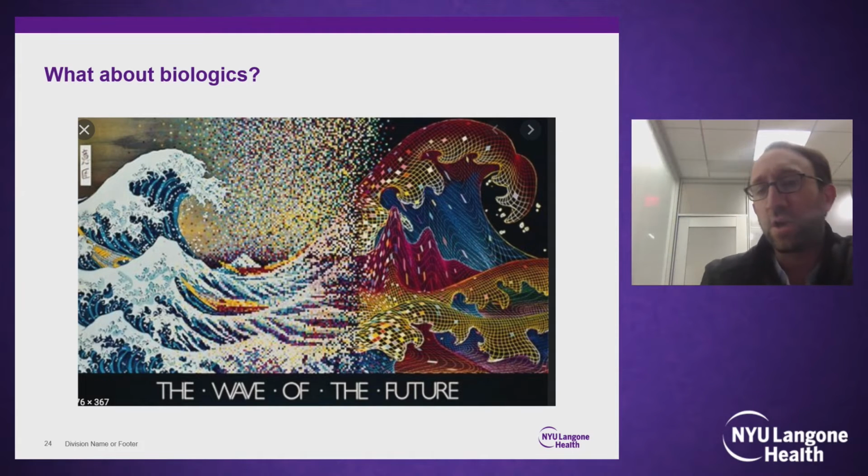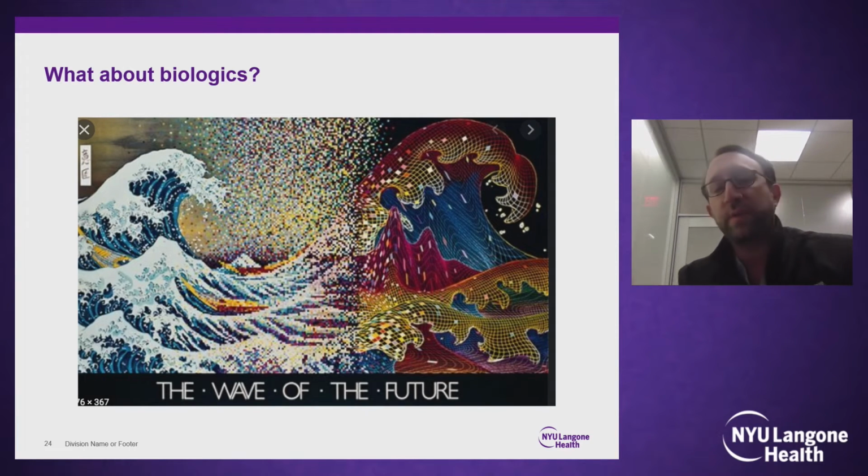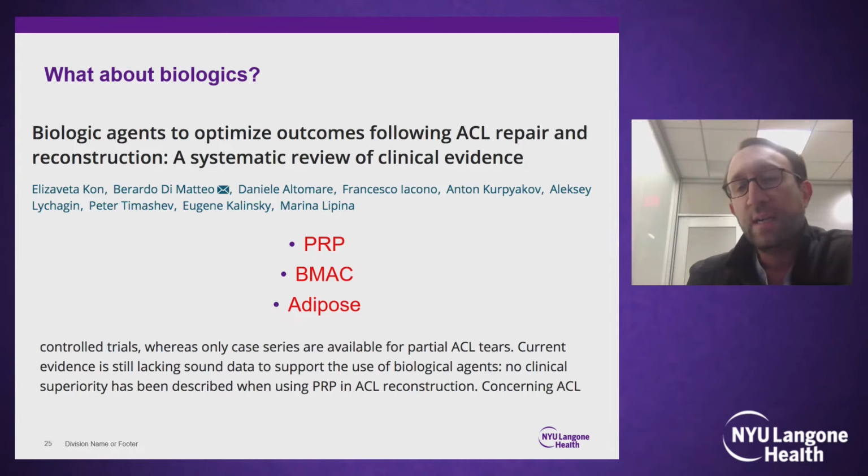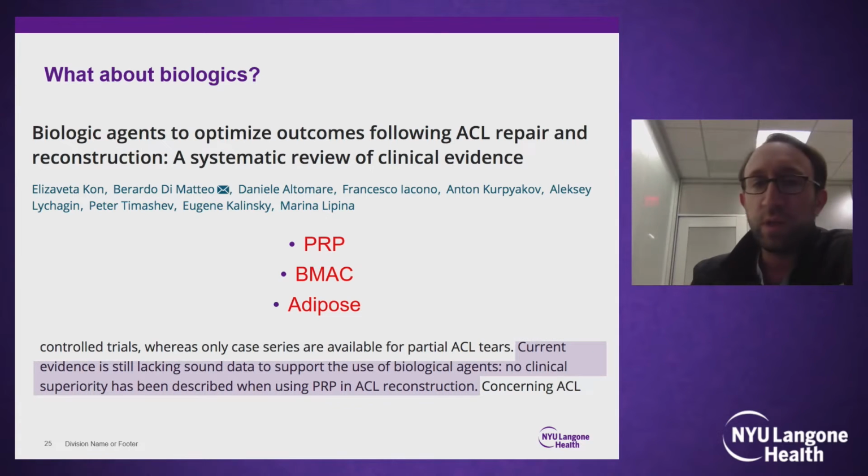And the last thing I'll talk about is biologics, which certainly we think is the wave of the future. But unfortunately, just like everything in this world, we simply don't have the answer. There was a recent study done by Elisabetta Cohn out of Italy, who's one of the champions of biologics basically on the entire planet. And they looked at PRP, they looked at BMAC, they looked at adipose to see if any of these really provided significant outcome improvements after ACL repair or reconstruction.